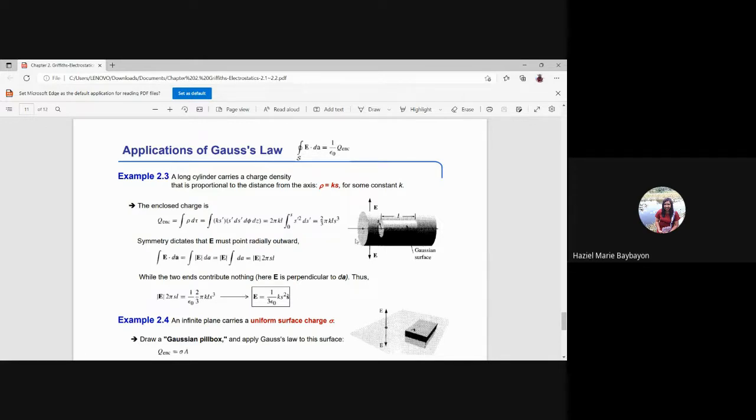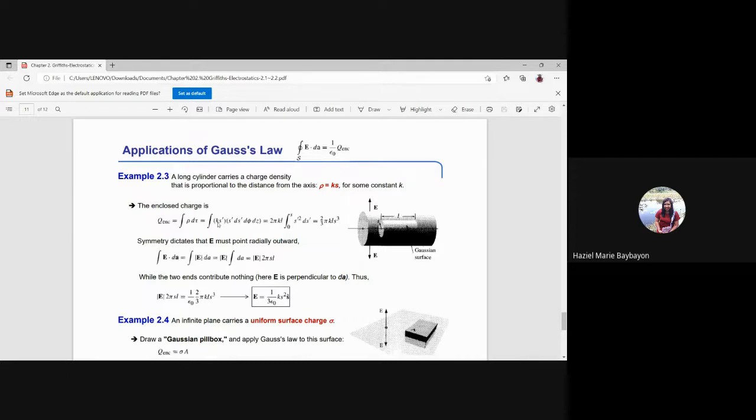So you draw a cylindrical Gaussian surface that has the same orientation as your cylinder. And then the first thing that we do is to find the enclosed charge by using this equation. So you have the integral of rho d tau. Rho is given, it is equal to Ks. And d tau for cylindrical coordinates is equal to s ds d phi dz.